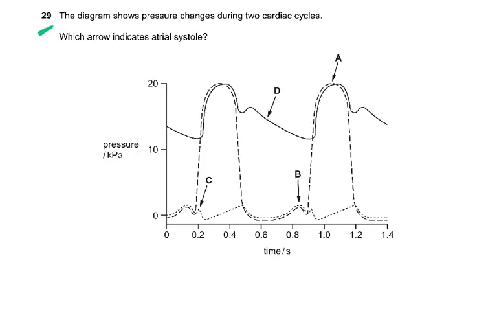The diagram shows pressure changes during 2 cardiac cycles. Which row indicates atrial systole? So you've got to understand it's these speed breakers here. These are the atrial systole. Now that's not labeled here. It's labeled here. So what we have to understand is that the answer is B.